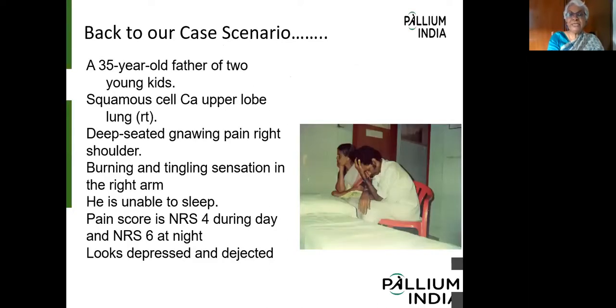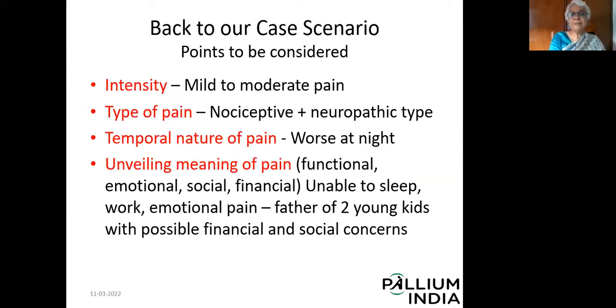So coming back to our case scenario. To recapitulate, this was a 35-year-old father of 2 who had this pain, which was a gnawing pain in the right shoulder with burning and tingling in the right arm. He was unable to sleep. His NRS was 4 in the day and 6 at night. He also looked very depressed and dejected. This is the body language of this patient. By looking at him, you can make out that he is depressed.